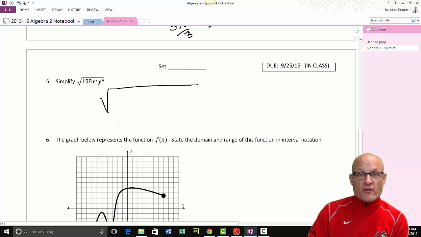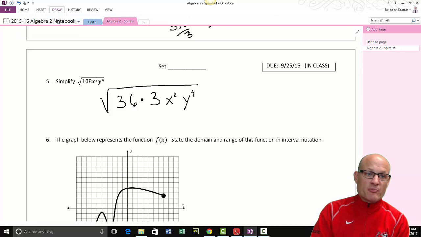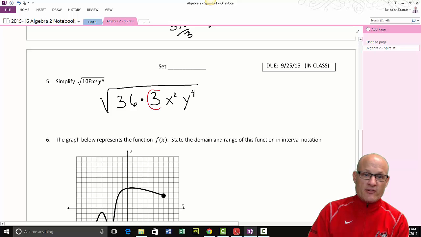Moving on. Let's take the square root of this. Well, the largest perfect square that goes into 108 after some much ado is 36. So it's 36 times 3. X squared is a perfect square, so I'll leave it. Y to the 4th is a perfect square. So now let me grab my pen. Now I've written it as perfect squares and not a perfect square. This is the only thing that is not a perfect square, so it is the only thing that will stay under the radical.